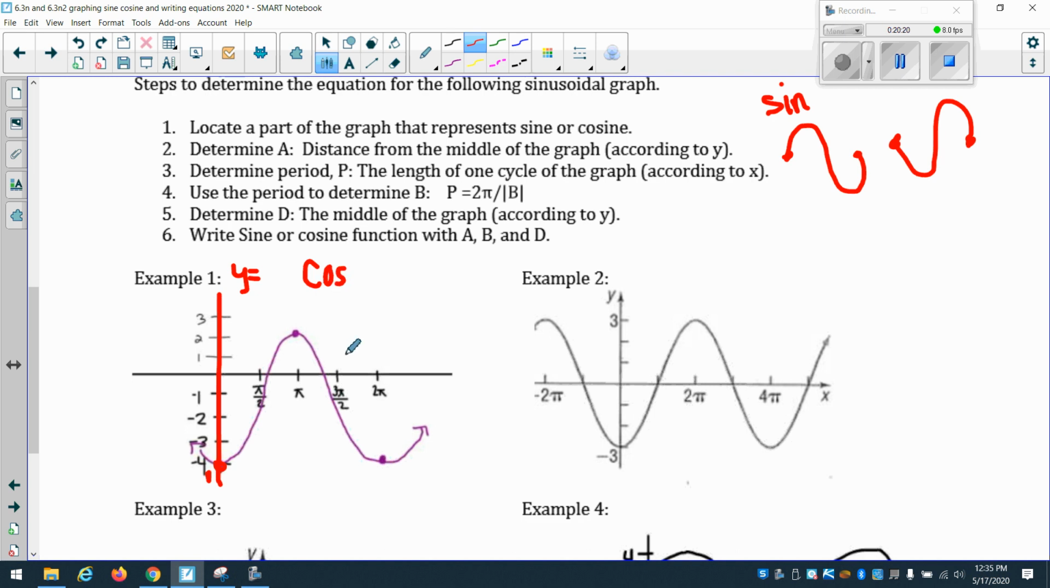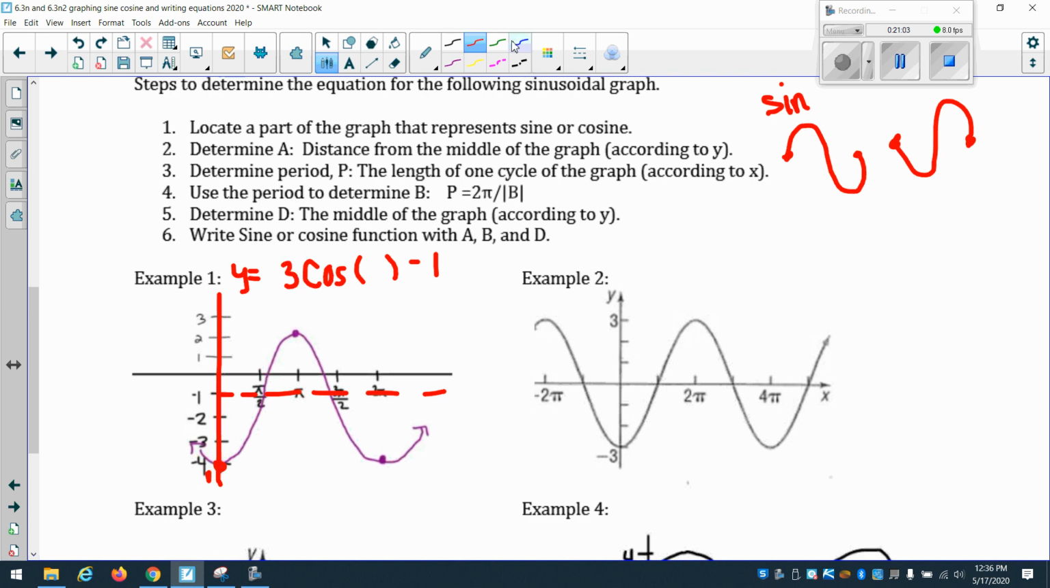Okay, now there's a few pieces we need to figure out. So we count from the minimum to the maximum: 1, 2, 3, 4, 5, 6. Half of 6 is 3, so we count 1, 2, 3. Negative 1 is our D value, which is our midline, because there's 3 below and 3 above. So we know our midline's negative 1. Then our amplitude is 3.